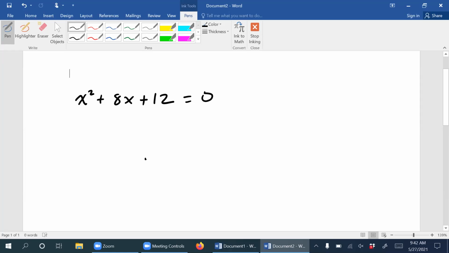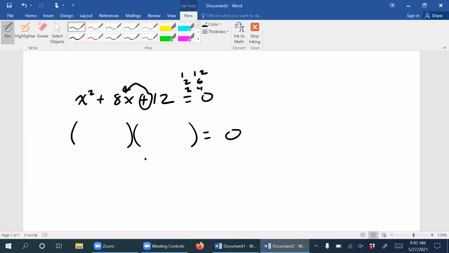But it leads us to a little bit of guessing. We have to be a little creative in how we think about factoring this. So let's see if your factoring skills are any good. What numbers make up 12? We always write 1 and 12, 2 and 6, and 3 and 4. Which of these add up to become 8?